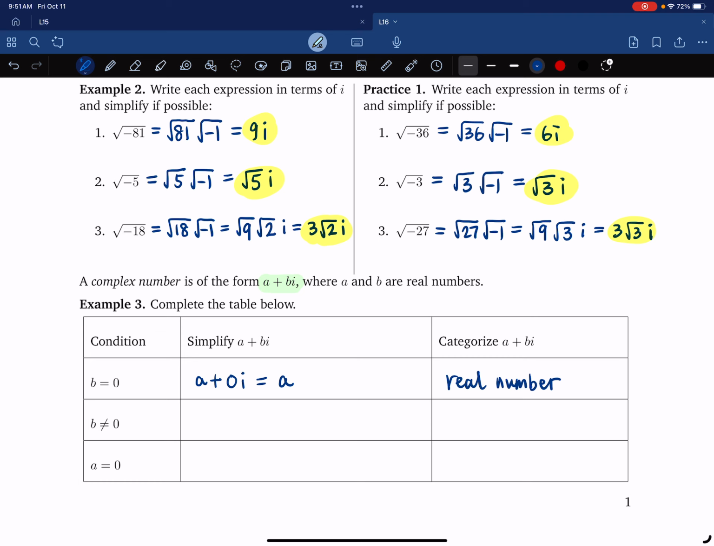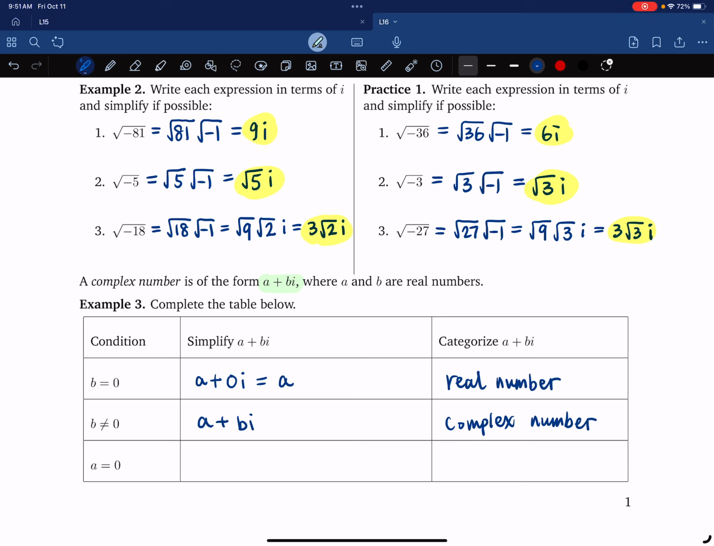Second condition, b is not 0. If b is not 0, our expression is just a plus bi. You know, just a plus bi. And in this case, it will just be a complex number, because that's exactly the form of the complex number.